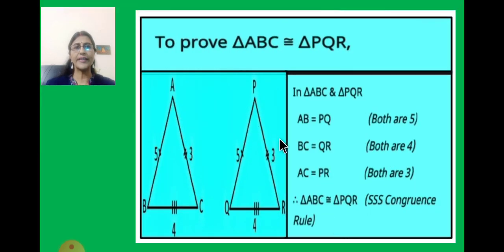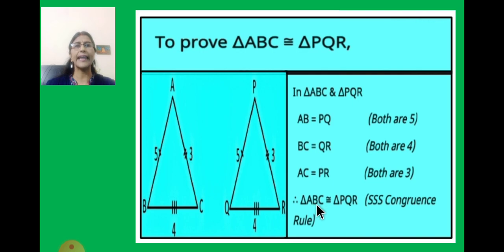Now see how to prove it. These are the triangles. In triangle ABC and triangle PQR, first we will write AB. This is the side AB which is equal to PQ. AB is equal to PQ. Both are 5 centimeter. And then BC. You can write this first or you can write this side first. So BC is equal to QR. Both are 4. And then this side AC is equal to PR. Both are 3 centimeter.